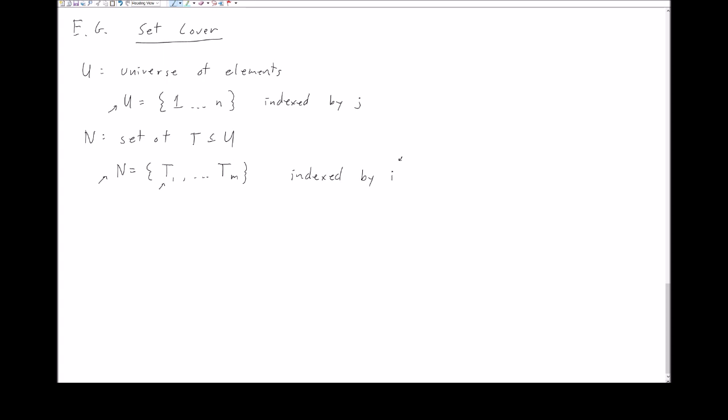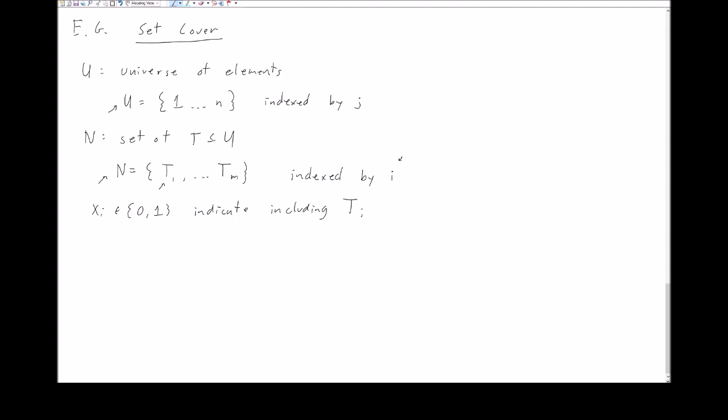Now we need to invent some variables. In this case, our variable is going to be very similar. Xi is going to be a 0 or 1 variable. And this is going to be an indicator variable, and it indicates including the set Ti. Where again we have the same mapping. That is, xi equal to 1 means that Ti is included. Xi equal to 0 means that Ti is not included.